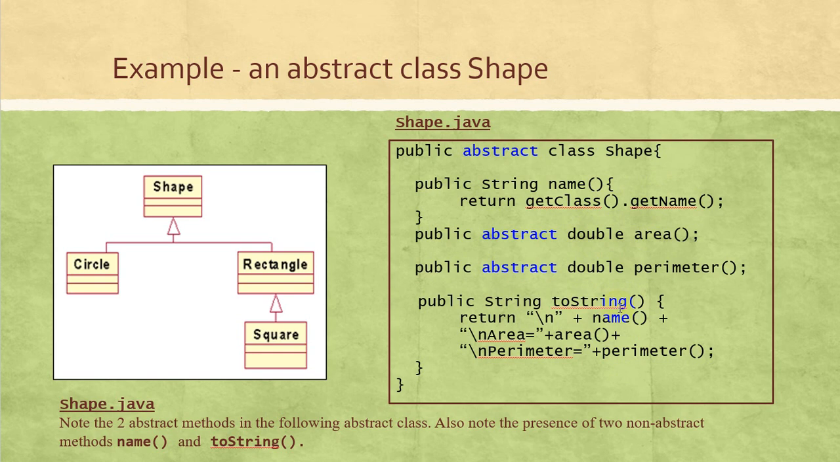The answer is because this class will be inherited by the subclasses. So the subclass can use this functionality, because the child class will have its own object, and through the child object we can access this functionality, but you cannot instantiate the shape class. Okay, let's move on.